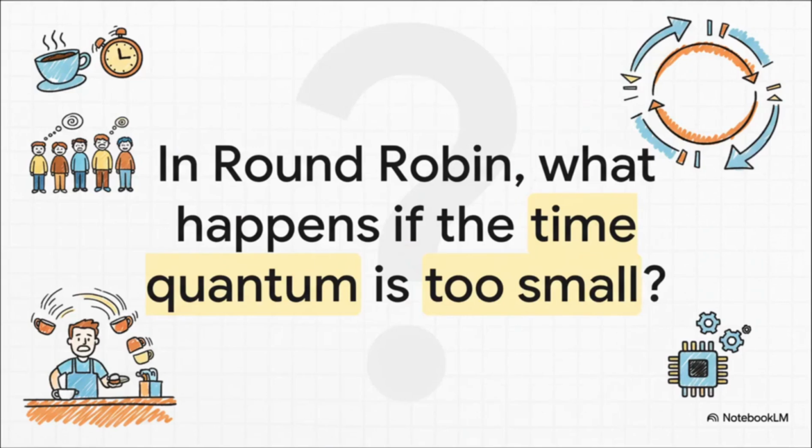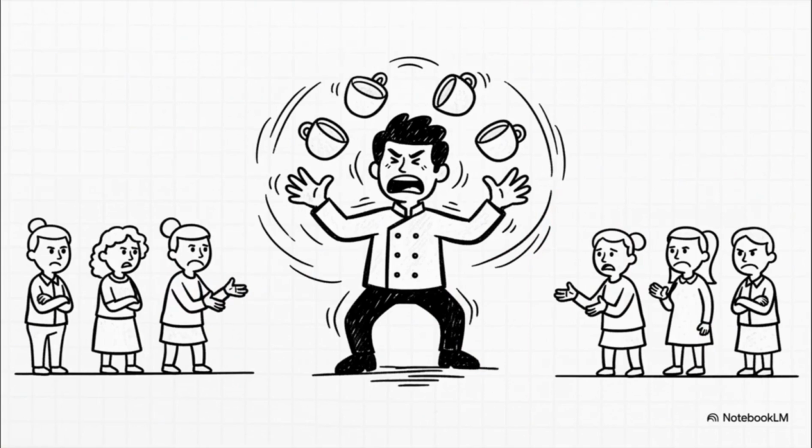But that, of course, raises a really critical question. What is the perfect size for that time slice? What happens if you make it too small? And here is the catch. If that time quantum is absolutely tiny, the system spends more time switching between tasks than it does actually doing work. It's like a barista who spends more time calling out names and grabbing new cups than they do actually making coffee. This is called context switching overhead, and it can grind the entire system to a halt.